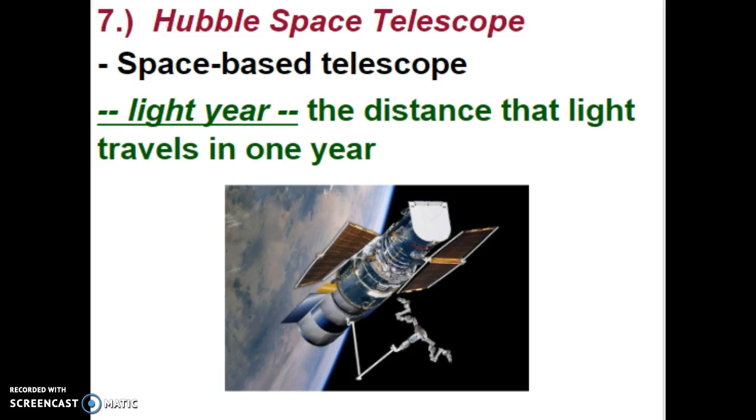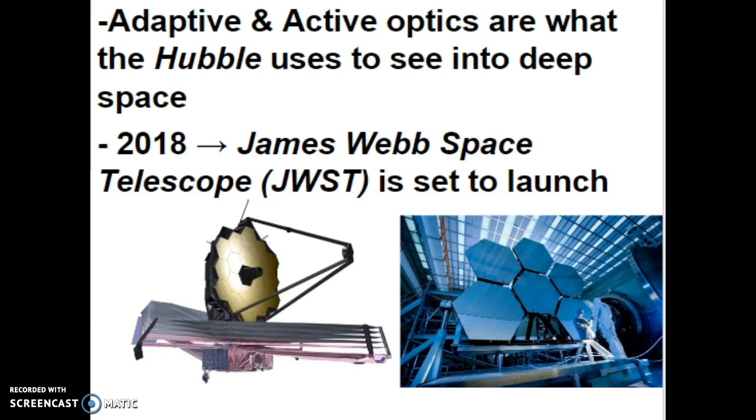Now, Hubble is a reflecting telescope, so it does use a mirror. The Hubble Space Telescope measures distances in light years. So a light year is the distance that light travels in 1 year. Keep in mind that a light year is not a measurement of time, it is a measurement of distance. So active and adaptive optics for the Hubble Space Telescope can see and use this more to our advantage to see deeper and deeper into space.